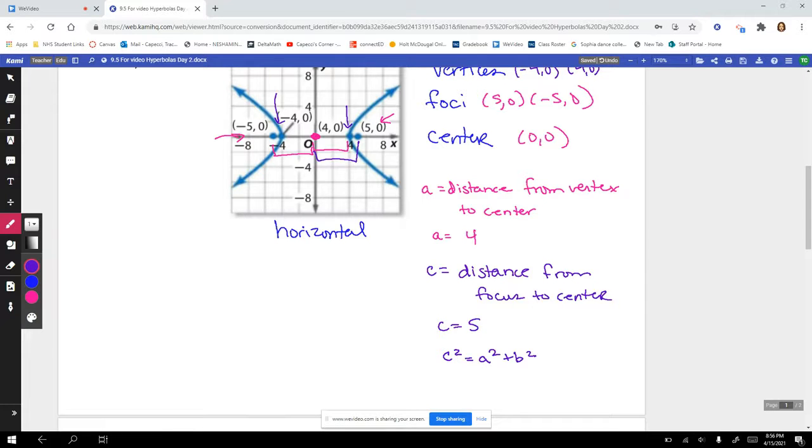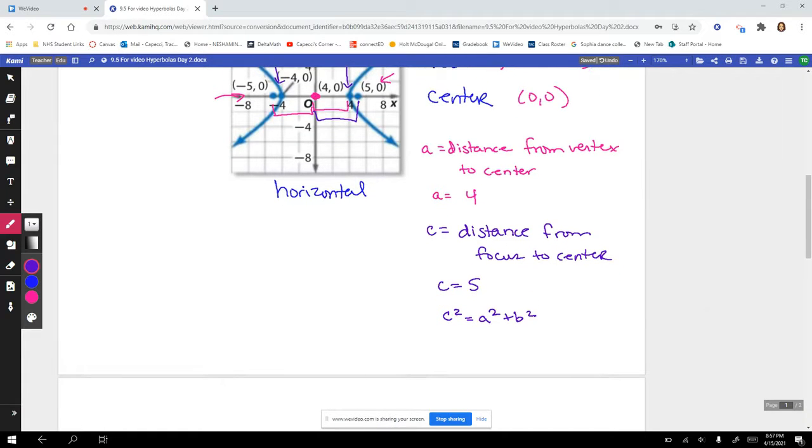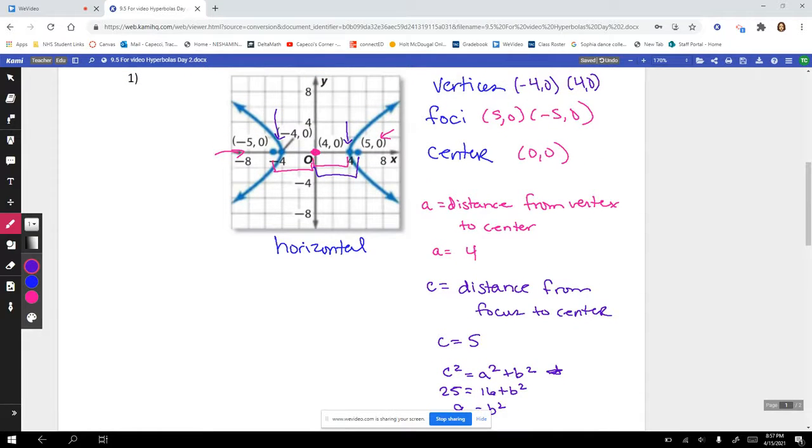The last piece of information we need to pull out before we can write our equation is we need to find out what b is. To do that, we use this equation right here: c squared, 25, is equal to a squared, 16, plus b squared. So in that case, b squared is equal to 9. We're going to need that when we write our equation.